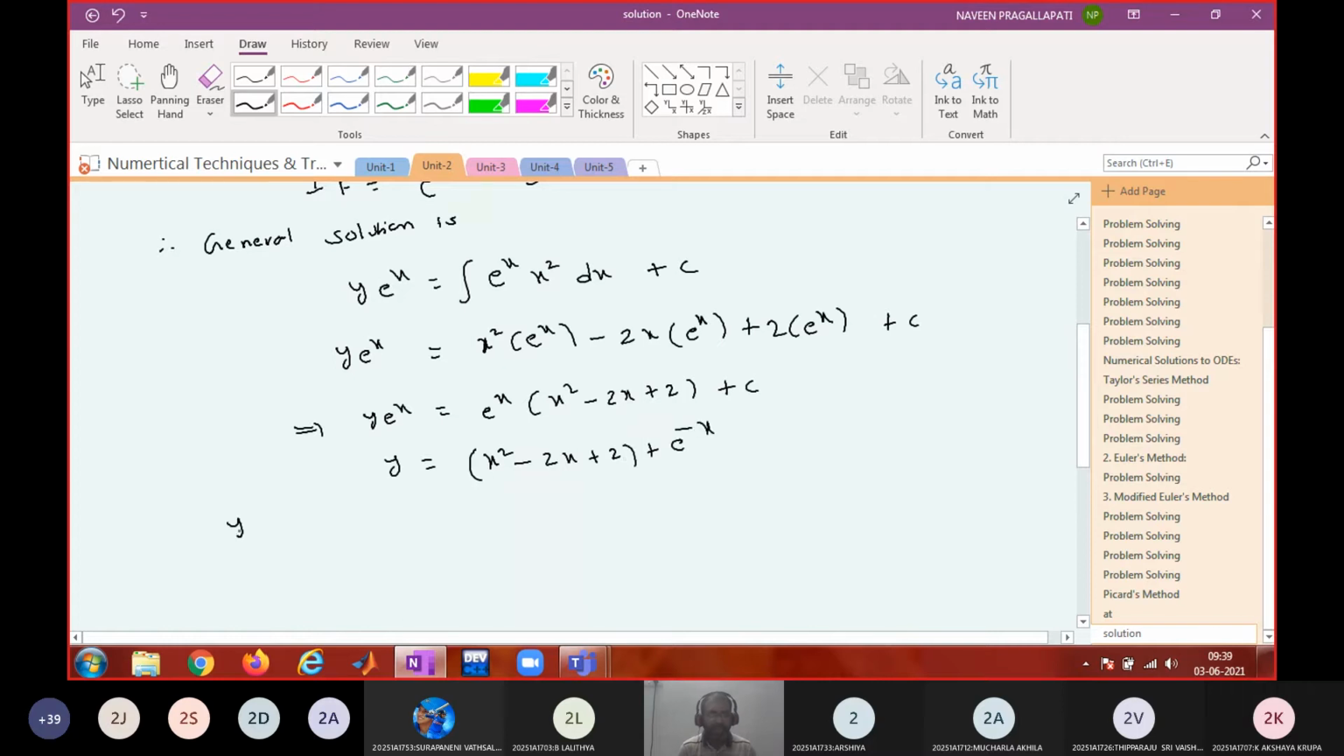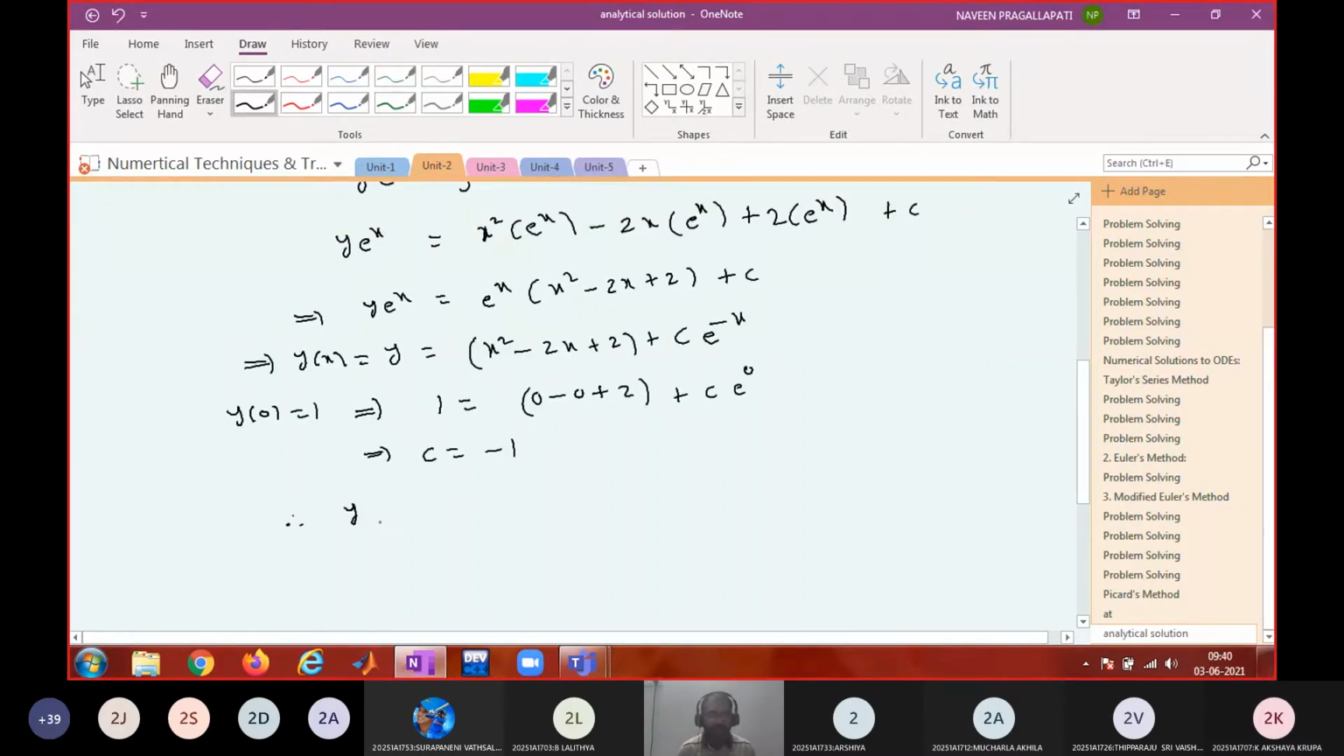Okay, so y of 0 equal to 1 means what? Is that y of 0 equal to 1? Yes. So 1 equal to 0 minus 0 plus 2 plus, I think there is a mistake here. It has to be c e power minus x, right? c into e power minus x. Okay, so plus c e power 0. So what is the c now? c equal to 1 minus 2 is minus 1. Am I right? Minus 1.